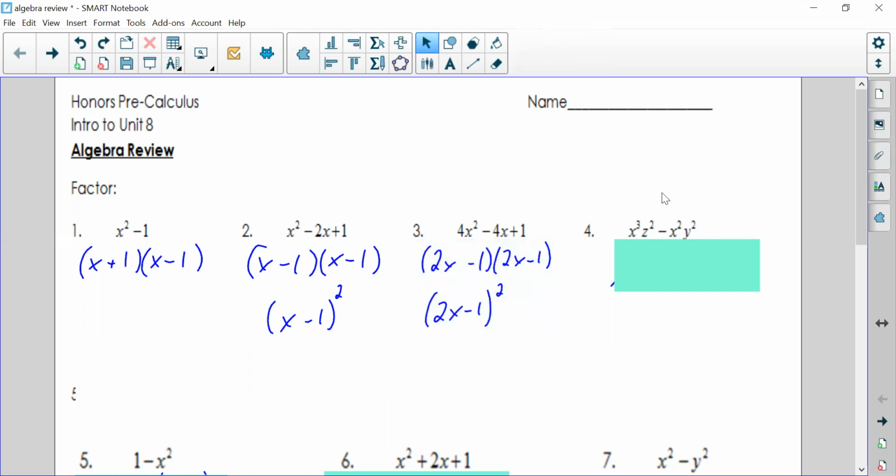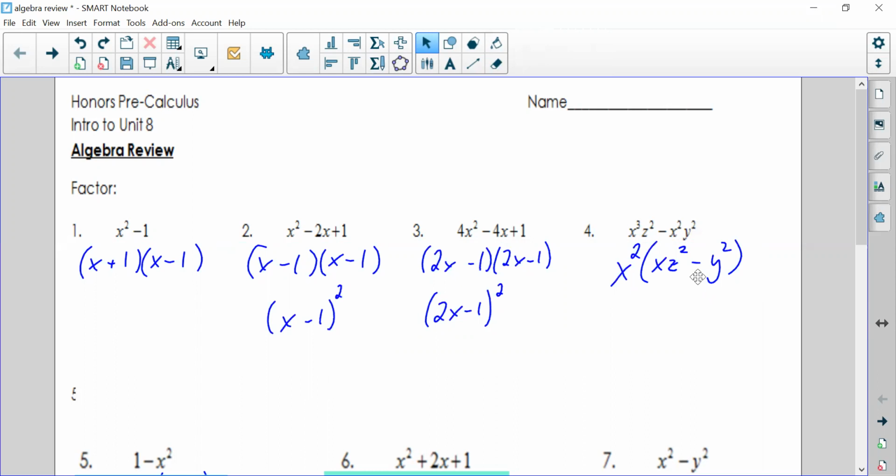What do I do here? The GCF is always the first thing you look for. These first three had a GCF of just 1, so pulling out a 1 didn't help anything. But here, both terms have an x squared in common. So you factor that out and you're left with this. And now you also have to know that you cannot continue. There's nothing else to factor.